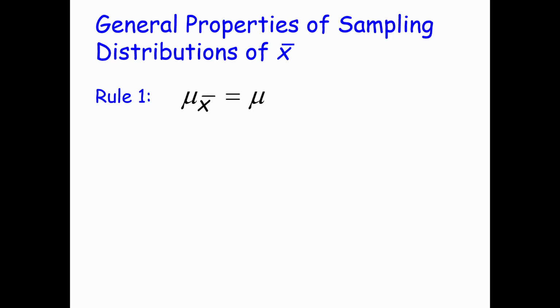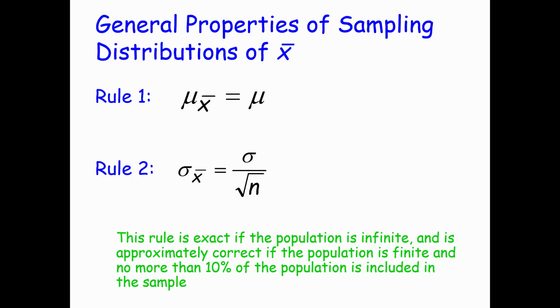Rule number 1, we just said it. The mean of the sample means has to equal the mean of the population. And rule number 2, the standard deviation of the sample means is going to equal the standard deviation of the population divided by the square root of the number of items you're taking at a time. And what's in green is real important.